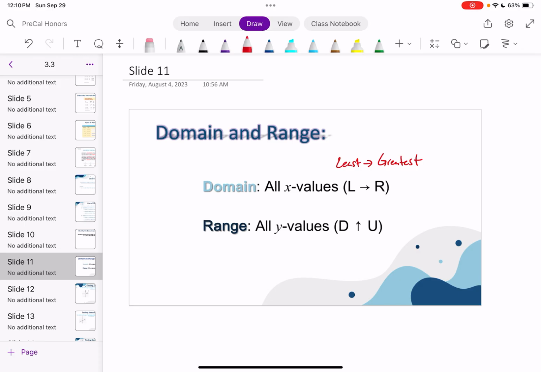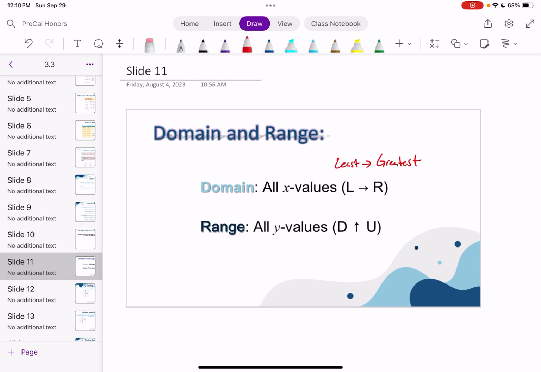And the same thing would occur from the range. Now the range would be a little bit different because now we're looking at the y values, but we are starting with the lowest and we are going up to the top. So we are going from the down position to the upper position. But once again, we can go ahead and describe it the same way, from least to greatest. So our smaller number will always go on the left-hand side. Our larger number will always go on the right-hand side.